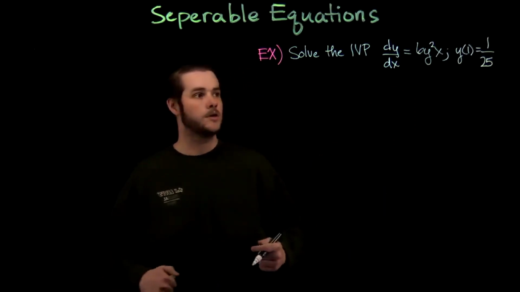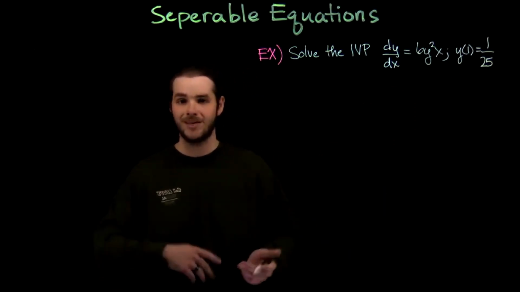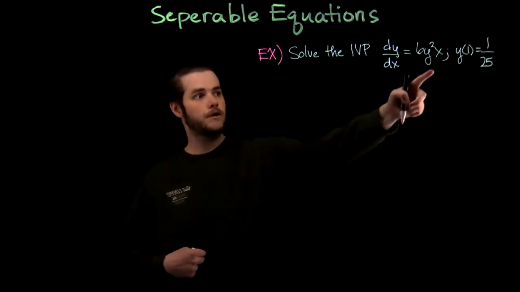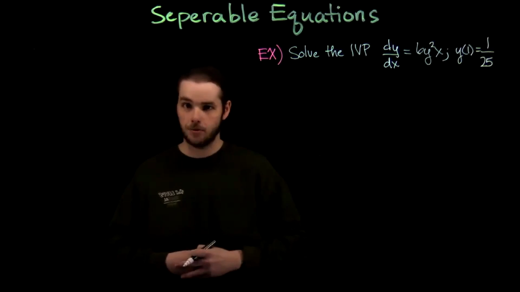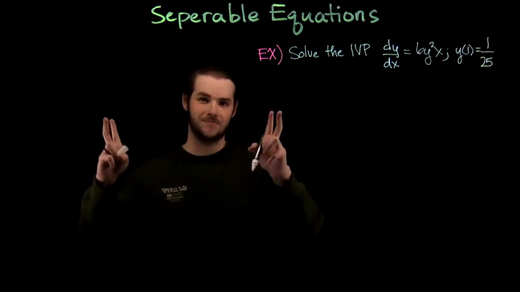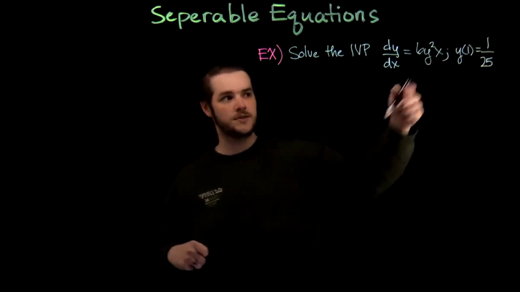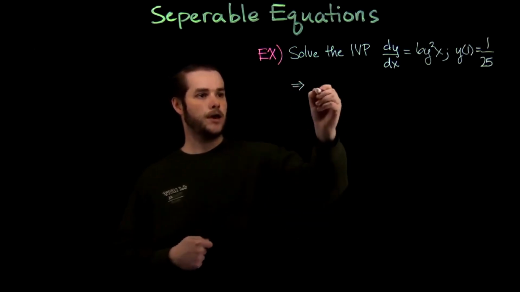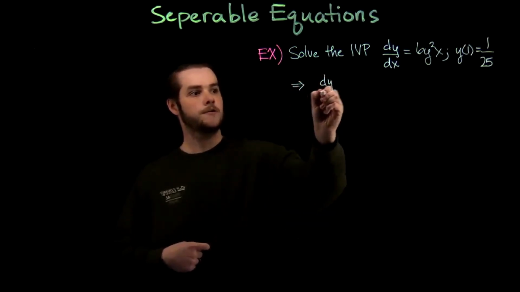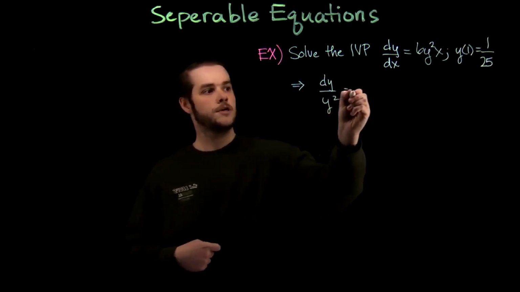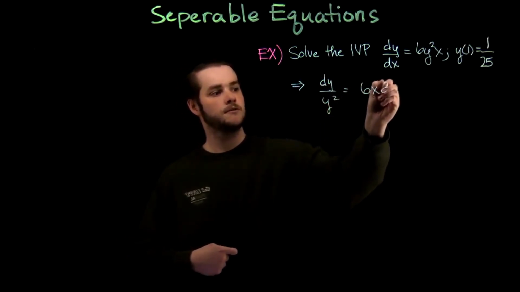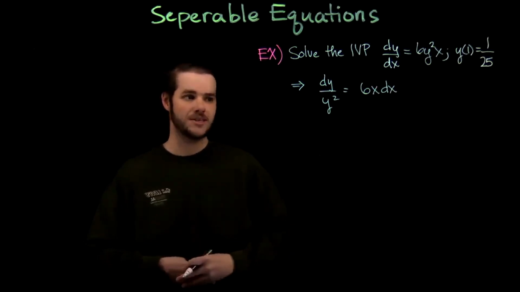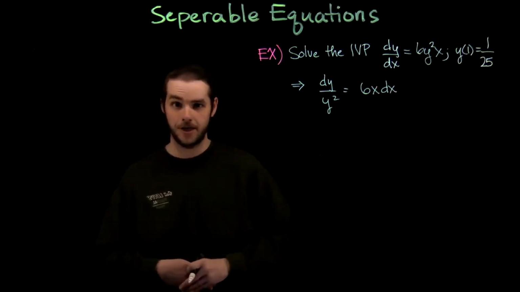This is a separable equation because I can write all of my y's on one side and all of my x's on the other. If I divide by y squared on both sides and multiply by dx over to the other side, I can rewrite my differential equation as dy over y squared equals 6x dx. And do you notice both sides of this equation almost look like an integrand?